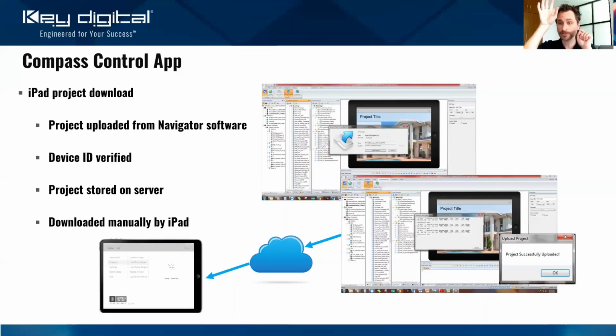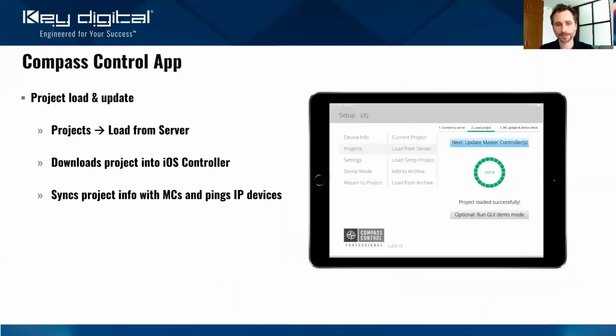Now, the user or the integrator presses a button in the Compass setup menu that says load from server. It's going to say, "Hey, server, here's my device ID. What is the latest project that's loaded to the server for me?" And it retrieves that. So it's all time stamped, right? And it retrieves that, and now it's in the iPad.